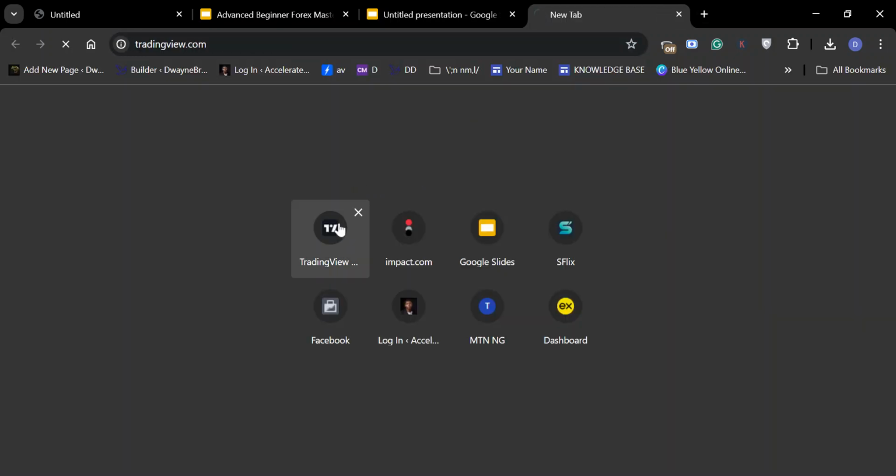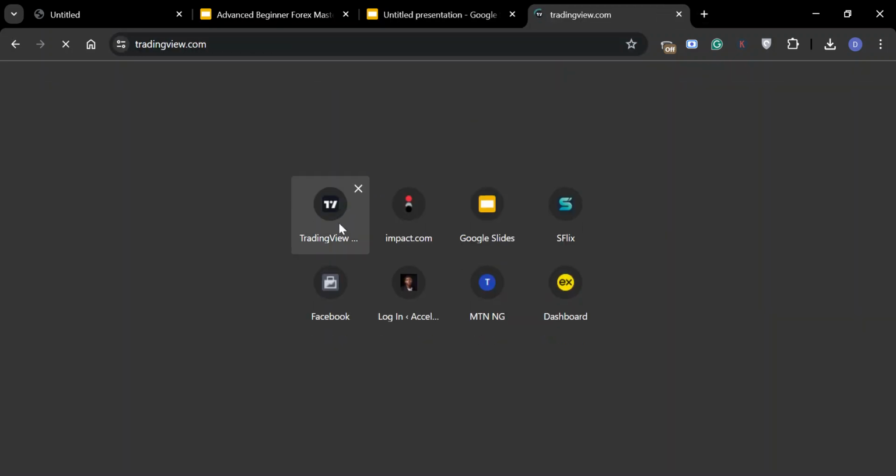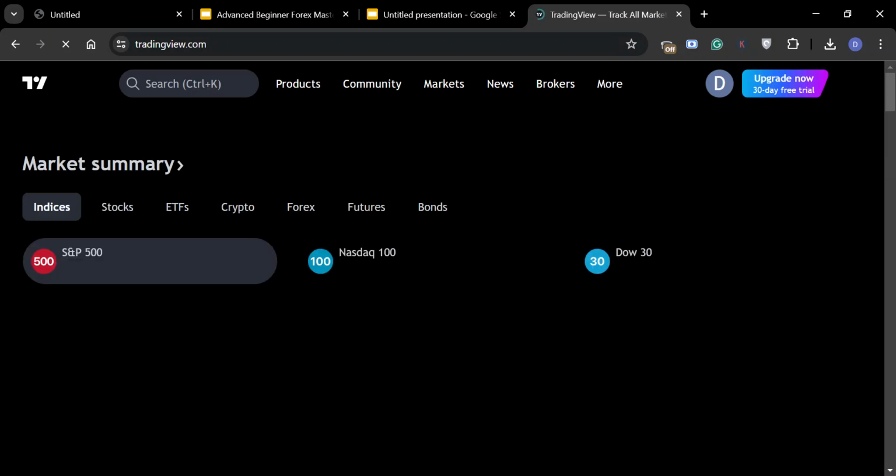Okay, let's go to the chart. Let's see if we can see anything. Like I said, this mostly works for Forex pairs. It works for Forex pairs the most. So let's search for one Forex pair.